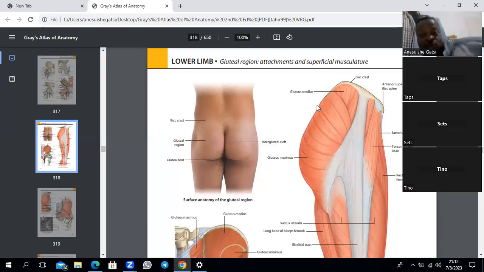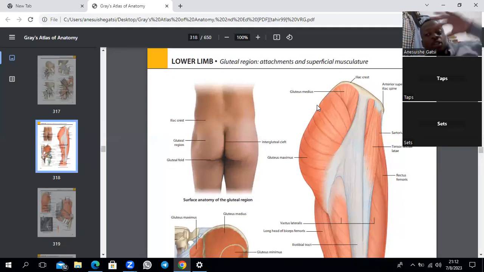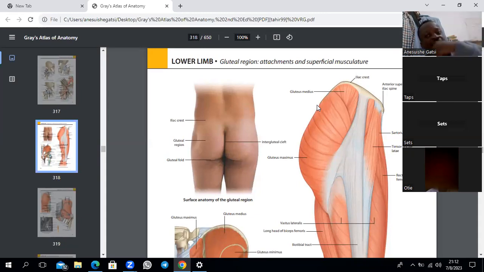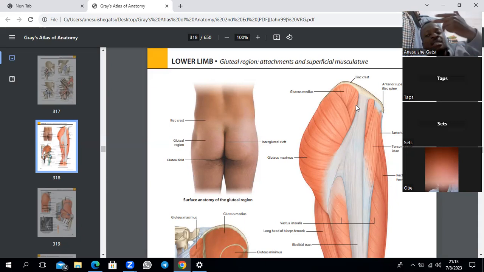So we have 10 muscles in the gluteal region. 4 of them are superficial, then 6 are deep. So the 4 superficial muscles include the 3 that you have mentioned: gluteus maximus, gluteus medius, gluteus minimus. Then the 4th one, we call the tensor fascia lata. So we have 4 superficial muscles in the gluteal region: gluteus maximus, gluteus medius, gluteus minimus, and tensor fascia lata.